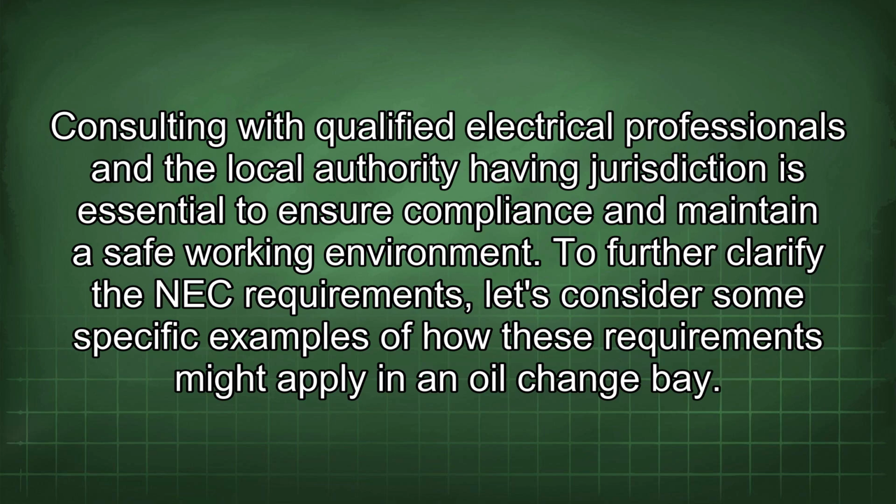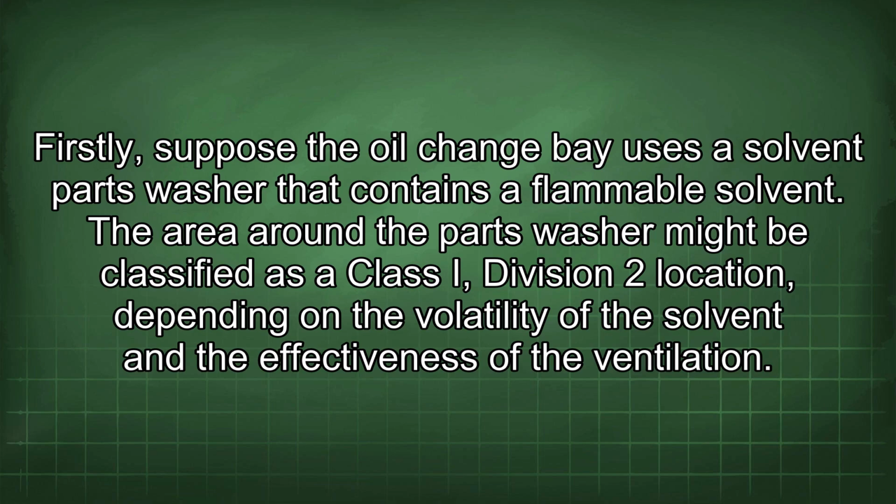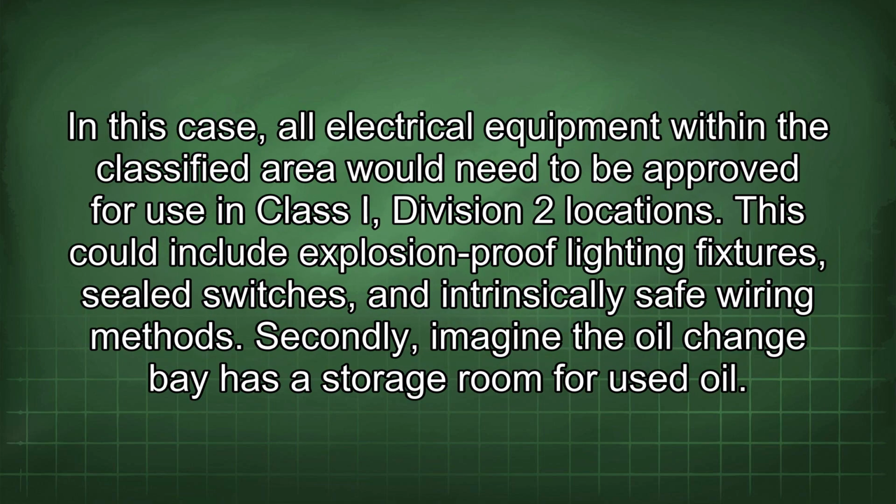To further clarify the NEC requirements, let's consider some specific examples of how these requirements might apply in an oil change bay. Firstly, suppose the oil change bay uses a solvent parts washer that contains a flammable solvent. The area around the parts washer might be classified as a Class I Division II location, depending on the volatility of the solvent and the effectiveness of the ventilation. In this case, all electrical equipment within the classified area would need to be approved for use in Class I Division II locations. This could include explosion-proof lighting fixtures, sealed switches, and intrinsically safe wiring methods.